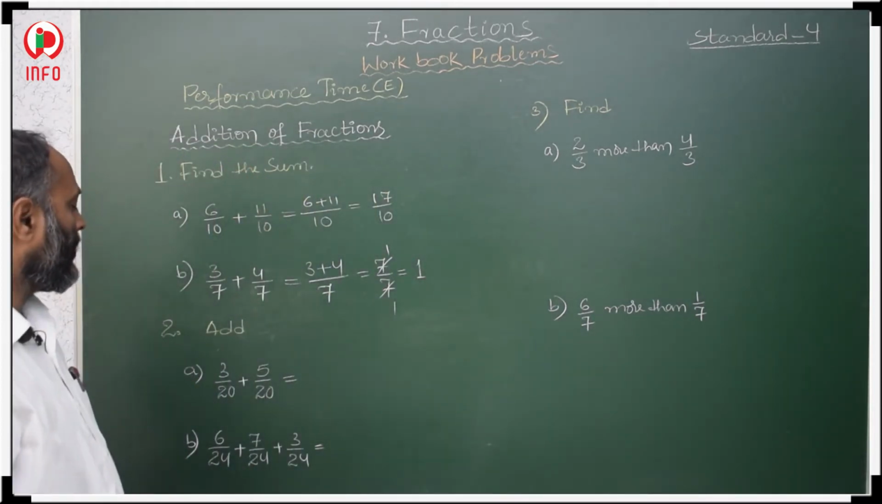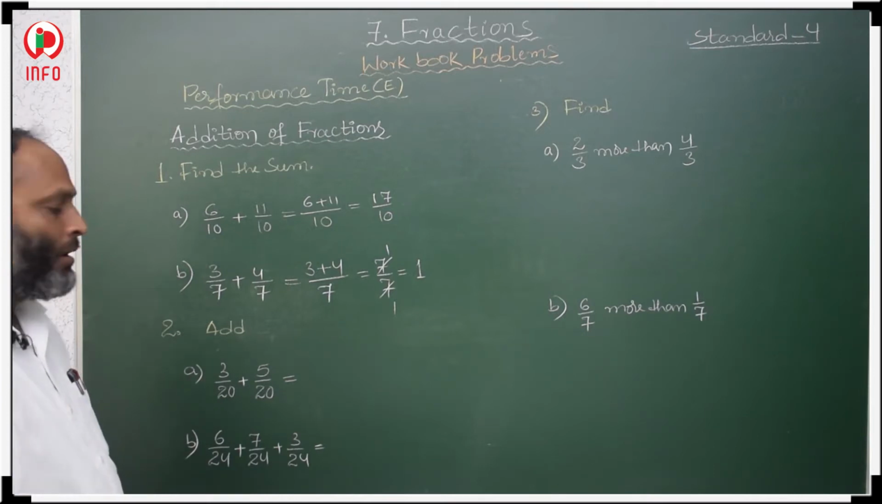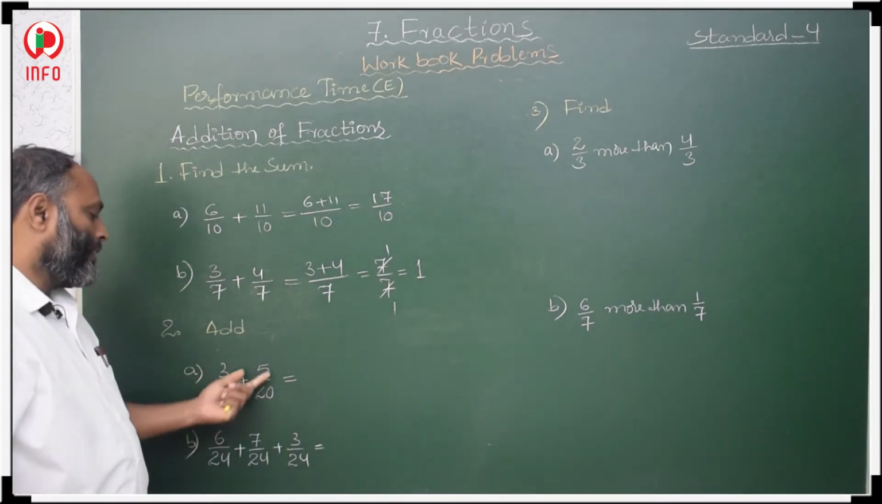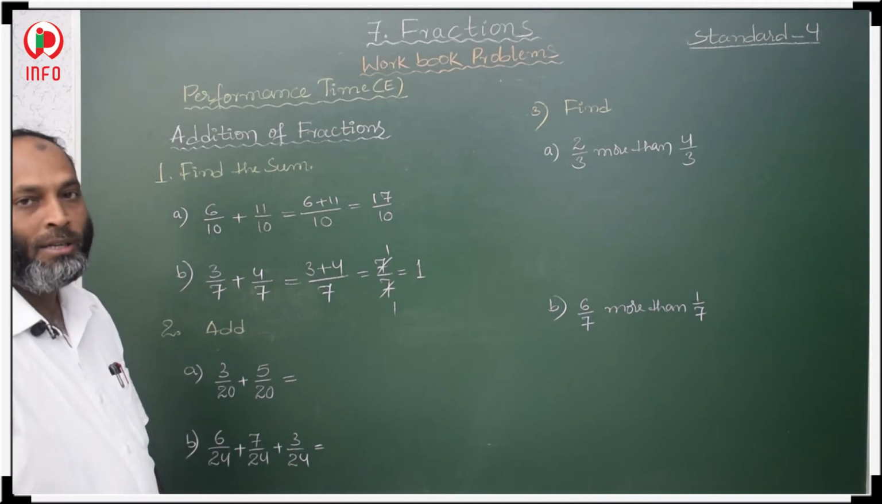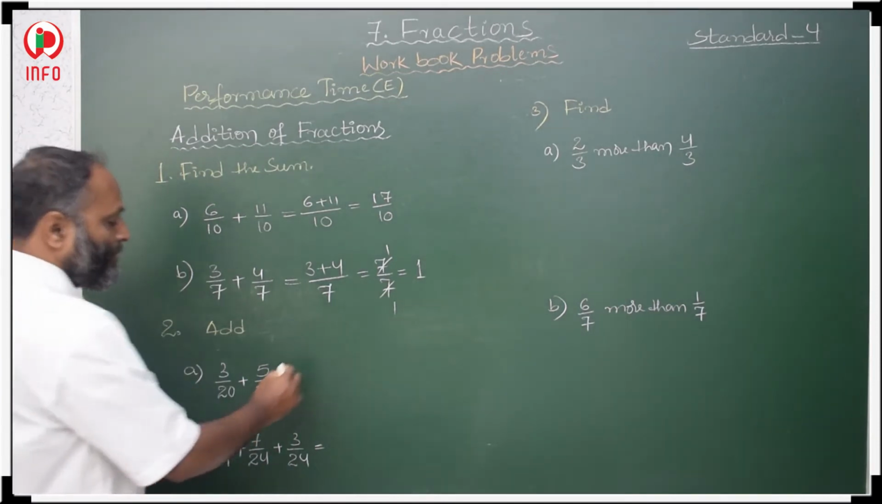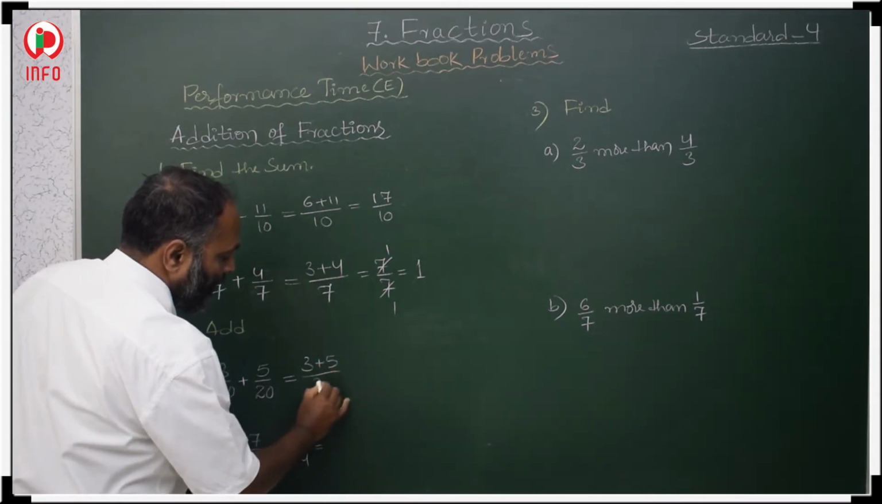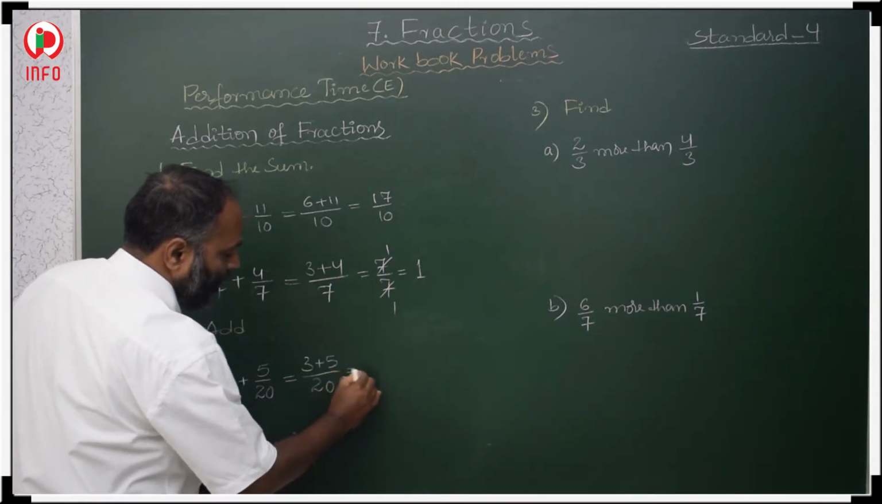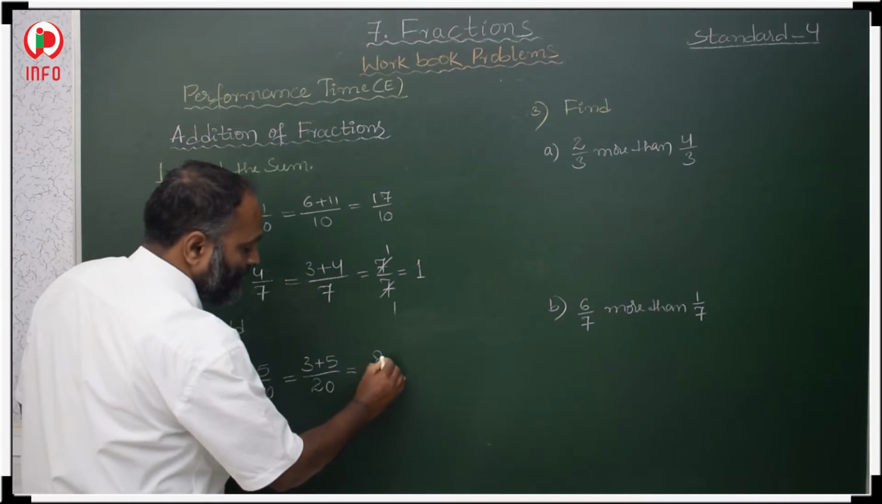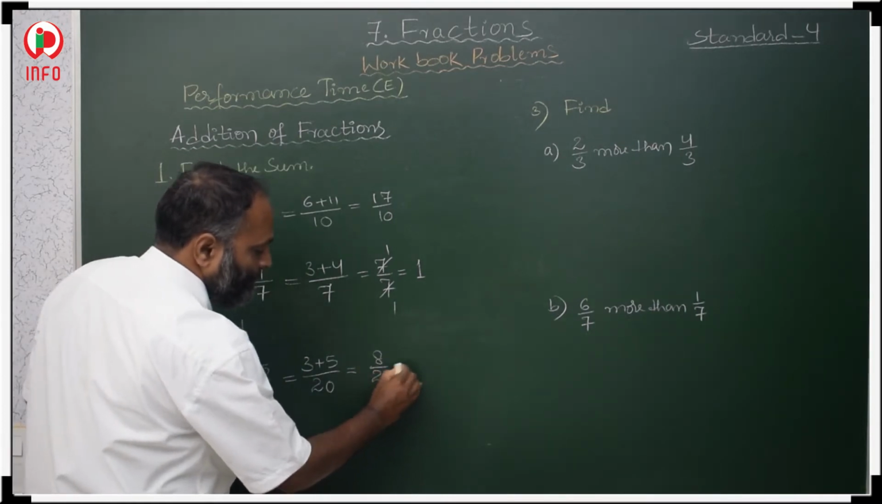Now, second, add. Here also addition. So 3 by 20 and 5 by 20, like fractions. Find the sum of the numerators, that is 3 plus 5, by the common denominator which we take one time. 3 plus 5, 8, 8 by 20, that is it.